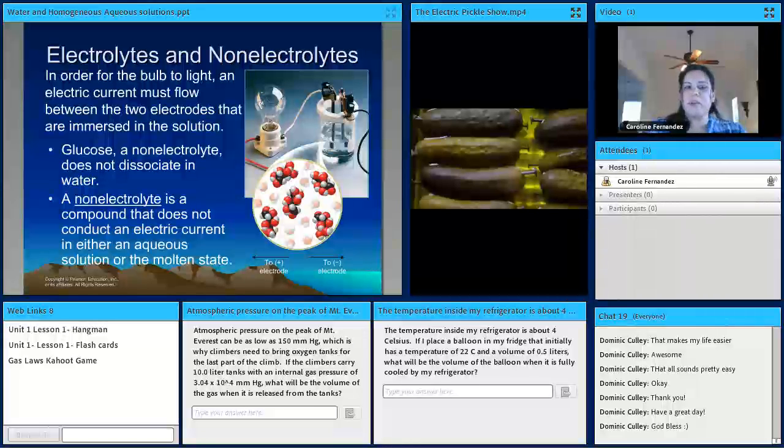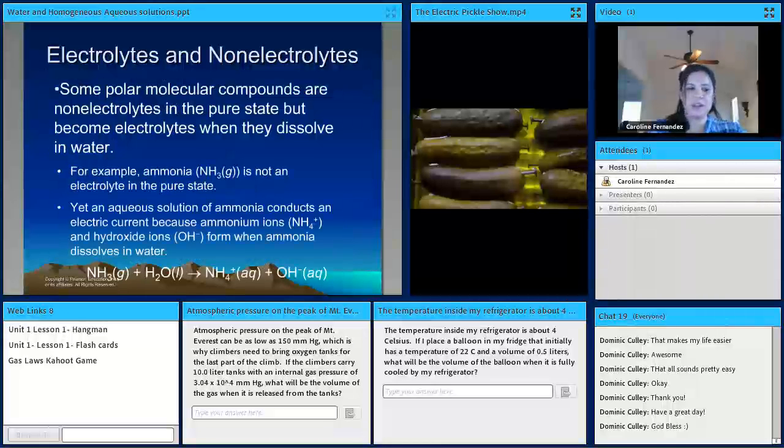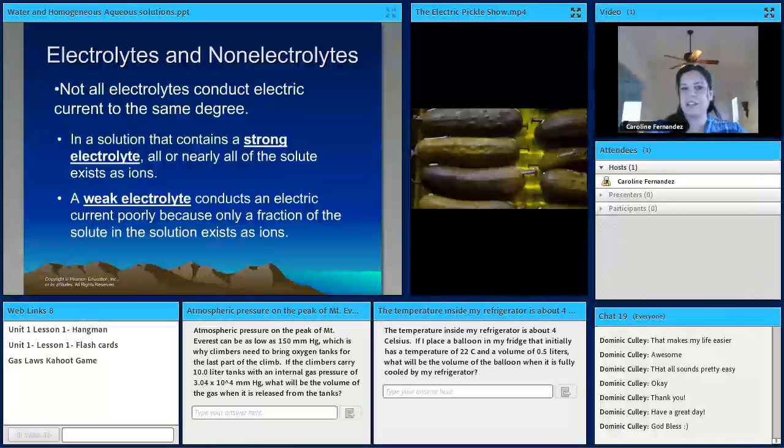All right, the non-electrolytes are things that do not conduct electricity in an aqueous solution. An example of a non-electrolyte would be glucose sugar. It doesn't dissociate because it doesn't break apart in water well. So it doesn't conduct electricity very well.